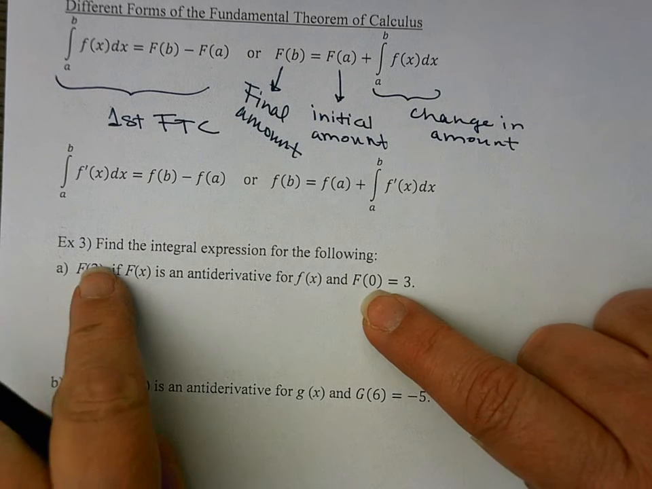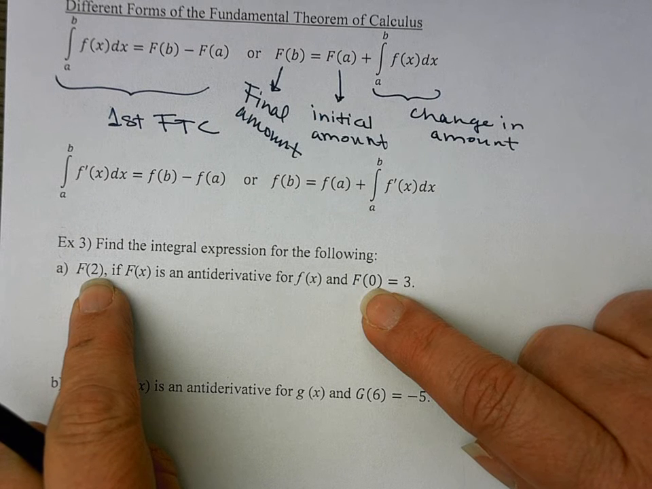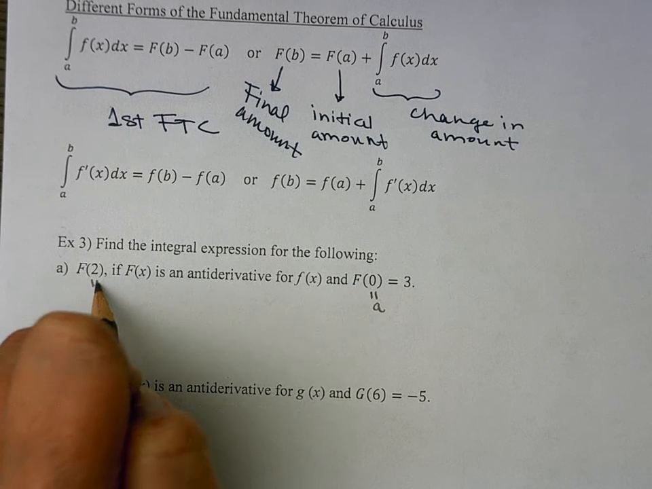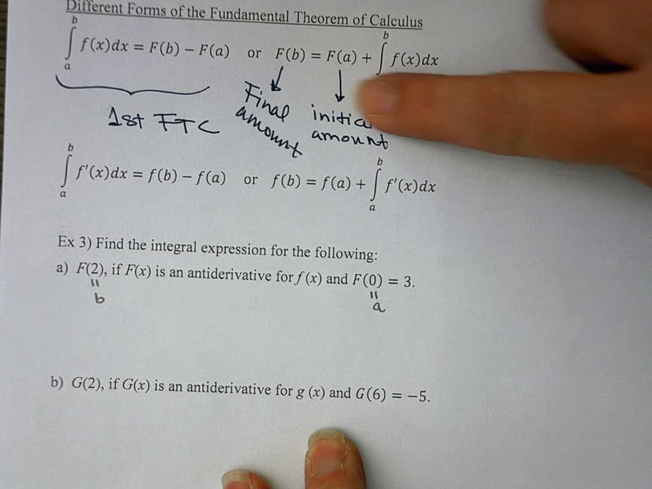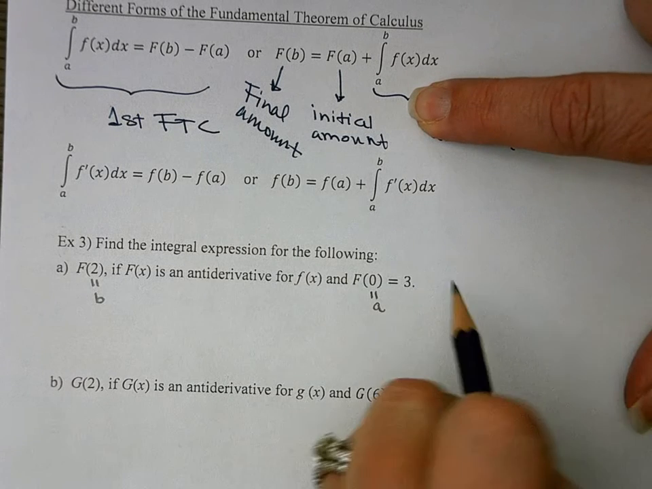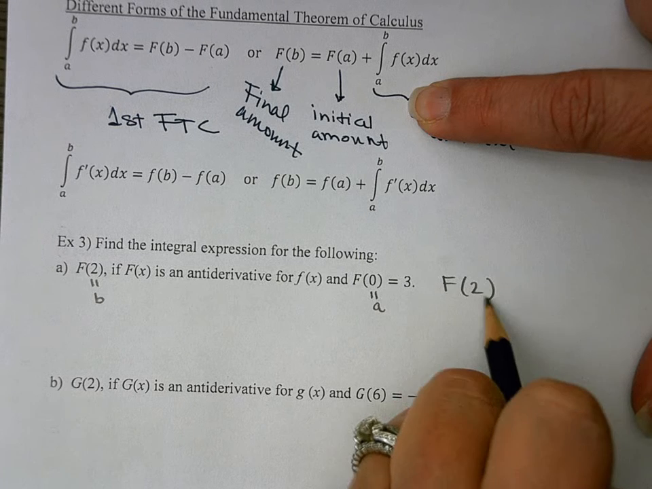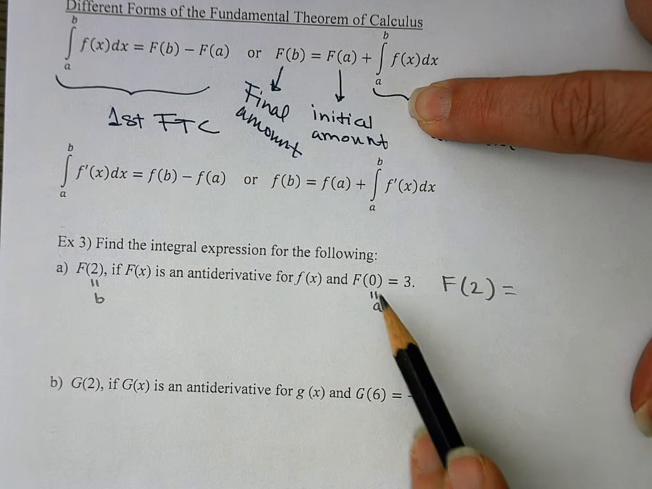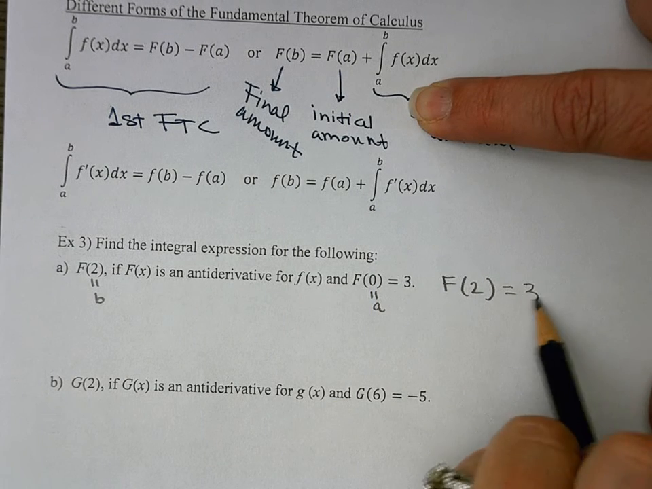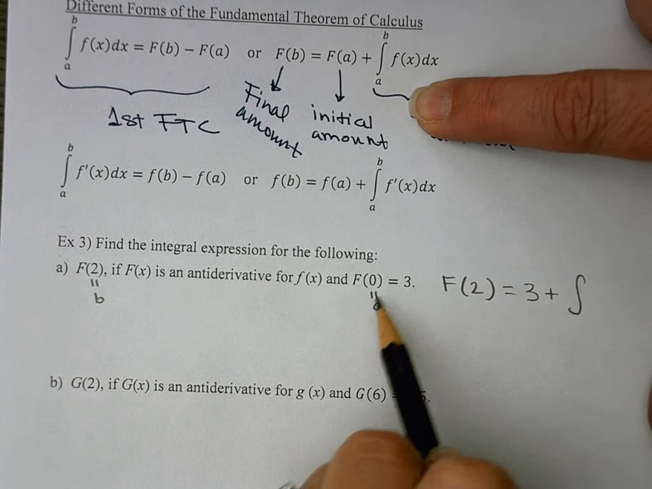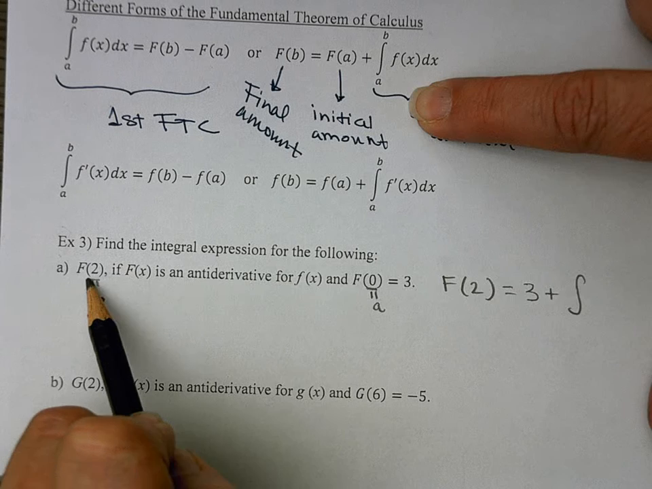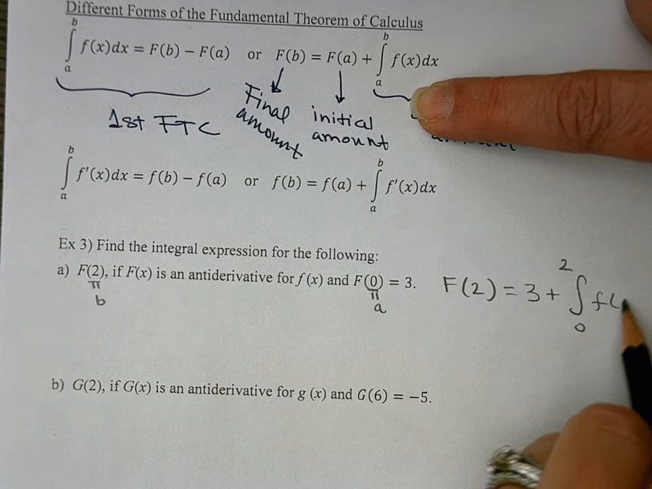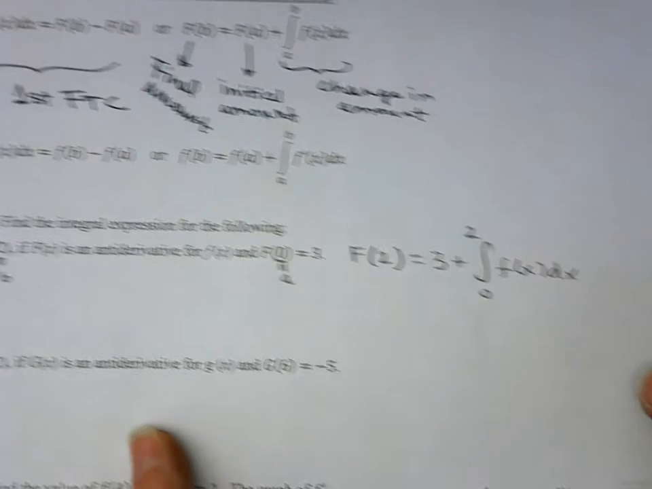So we have our values here of a and b, right? So this is our a value, our starting amount, and this is our b value, okay? And we're trying to put it into this format right here. So we're trying to figure out what is f of 2, right? So what is f of 2? So that's our f of b, right? And so that is equal to f of a, so in this case f of a is 3, so that's equal to 3, plus the change in the amount, and we started at x equals 0 and ended at x equals 2, of our function, whatever that happens to be. So then that would be our integral expression, right?